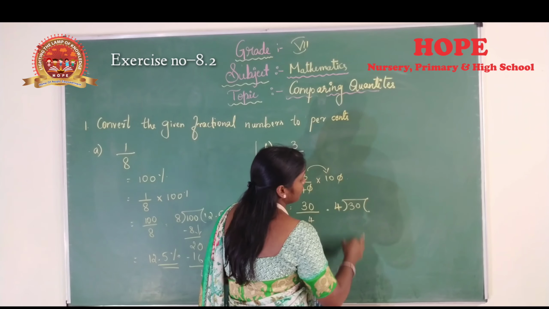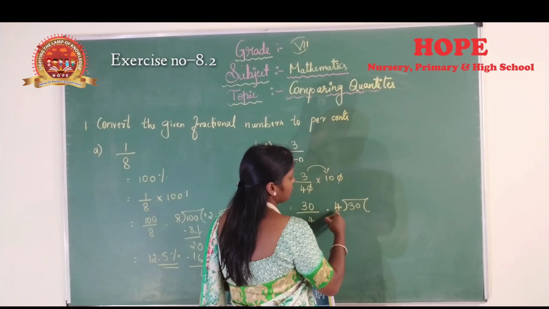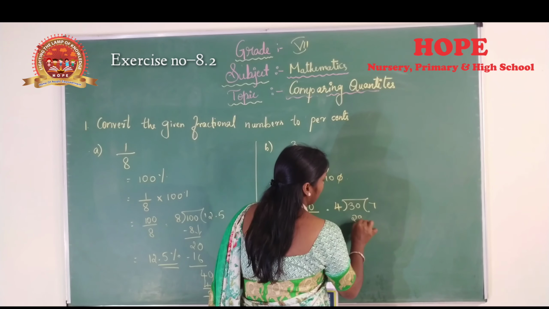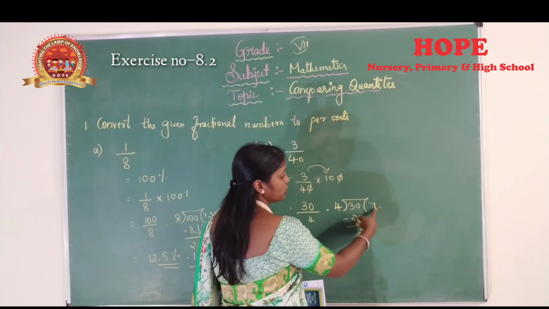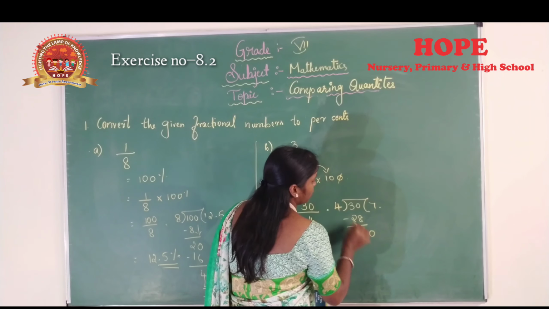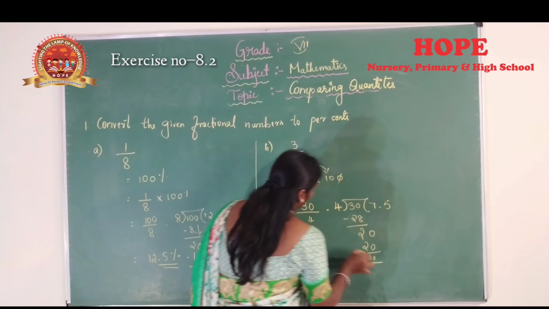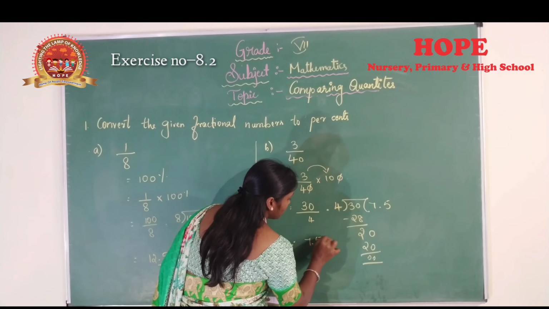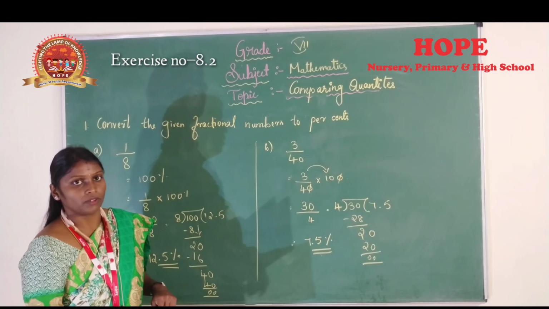In the 4 table, 30 we will not get, as we know. But the lesser number than 30 is 4 7s are 28. The remainder is 2. We will place a decimal. As soon as we place a decimal, we will be eligible for taking a 0. So 4 5s are 20. So when we convert 3 by 40 into percentage, it will be 7.5%. This is how we solve.